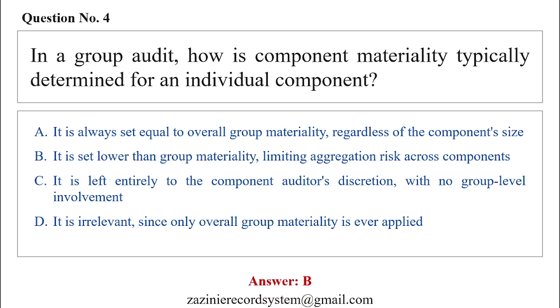Explanation. Letter B is correct because setting each component's materiality below the overall group figure guards against a real risk. Several individually immaterial misstatements across different components adding up to something material for the group as a whole. Using the full group materiality figure at the component level would let that risk slip through.